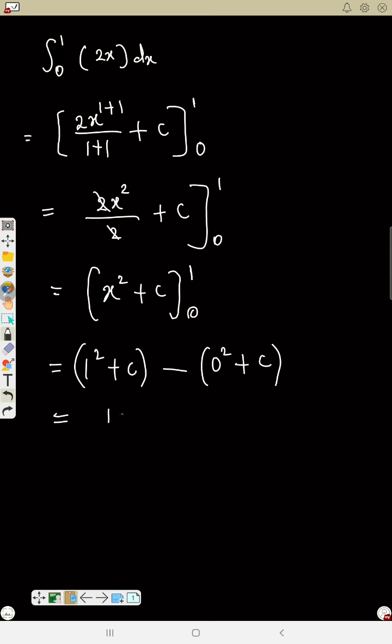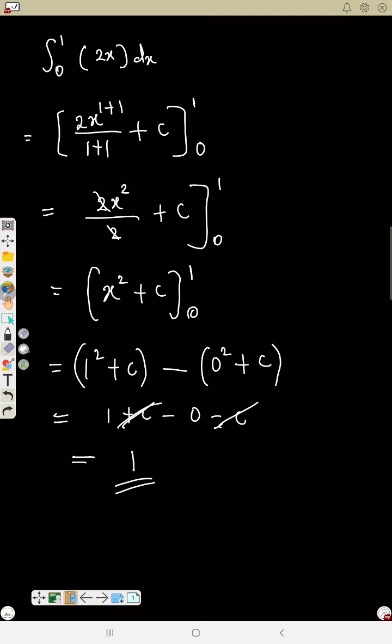So this will become 1 plus c minus 0 minus c, because that minus will open the bracket. Now c minus c will be 0, and 1 minus 0 is 1. So the answer is 1. Do you see that the c cancels out? So from the beginning I may not put plus c, because at the end of this answer no c will be there. So this is how we solve if you have upper and lower limits.